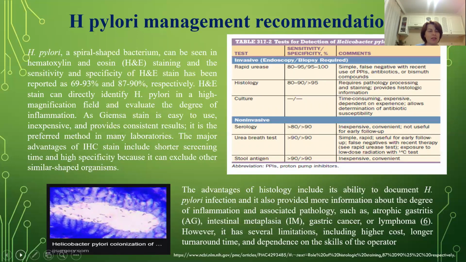The major advantages of the stain include shorter screening time and high specificity because it can exclude other similar shaped organisms. The advantages of histology include its ability to document Helicobacter pylori infection, and it also provides more information about the degree of inflammation and associated pathologies such as atrophic gastritis, intestinal metaplasia, gastric cancer, or lymphoma. However, it has several limitations, including high cost, longer turnaround time, and dependence on the skills of the operator.